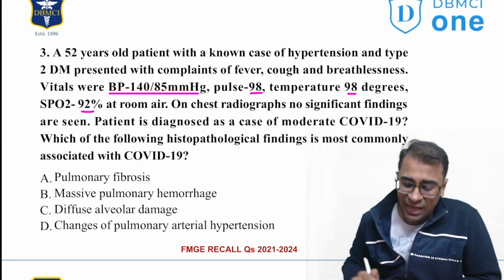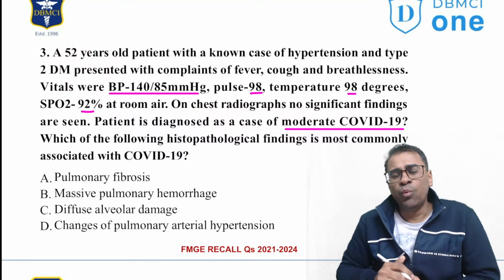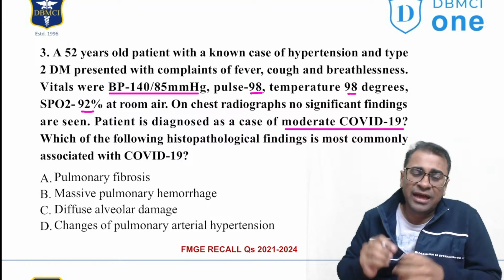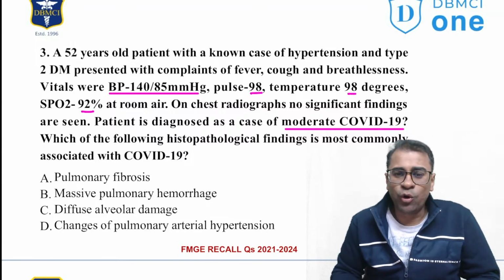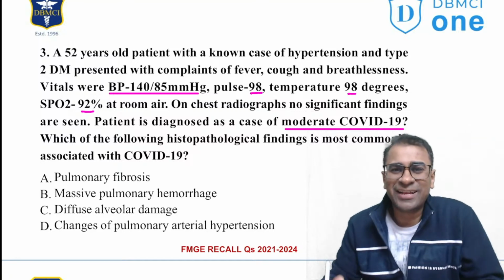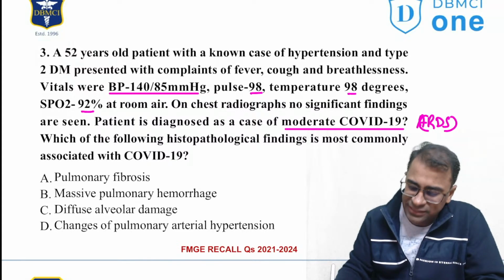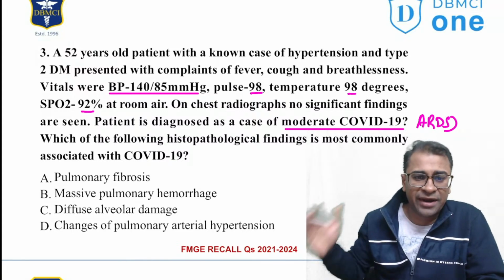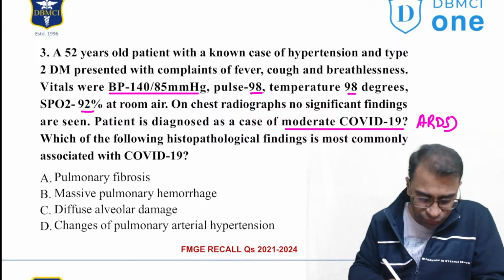And now the question is, the patient has moderate COVID-19 infection also. So do you remember what is the main cause of the lung injury in COVID-19? Do you remember? What is the main cause of lung injury? Yes, the answer is ARDS, correct. So the basic problem was ARDS, and which of the following options suggest ARDS? The answer is diffuse alveolar damage.